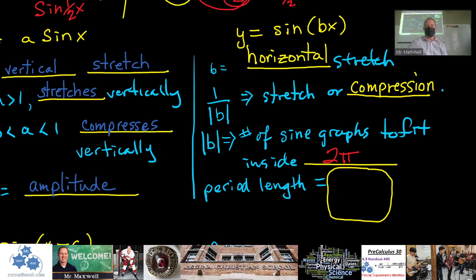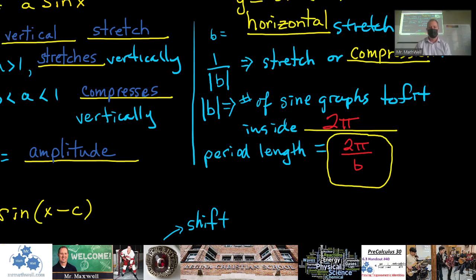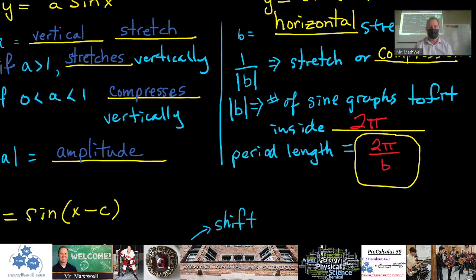All right, period length. The period length is the length from the beginning of one cycle to the beginning of the next, right? Or to the end of that cycle. And that's going to be 2 pi divided by b. And that's going to be really important for us. 2 pi divided by b. Okay? All right, any questions there about that?